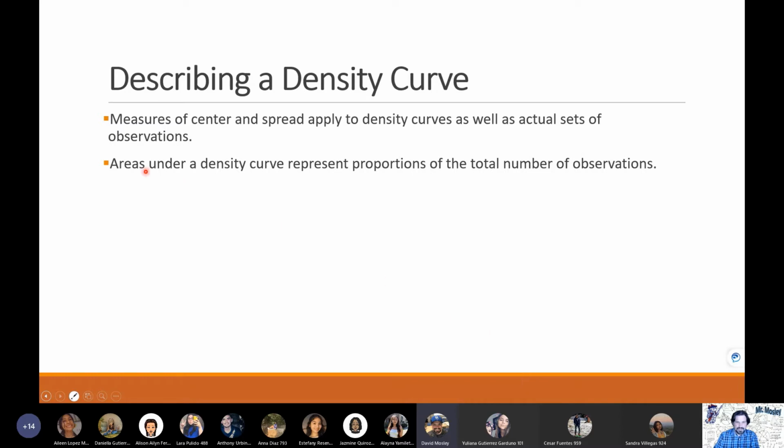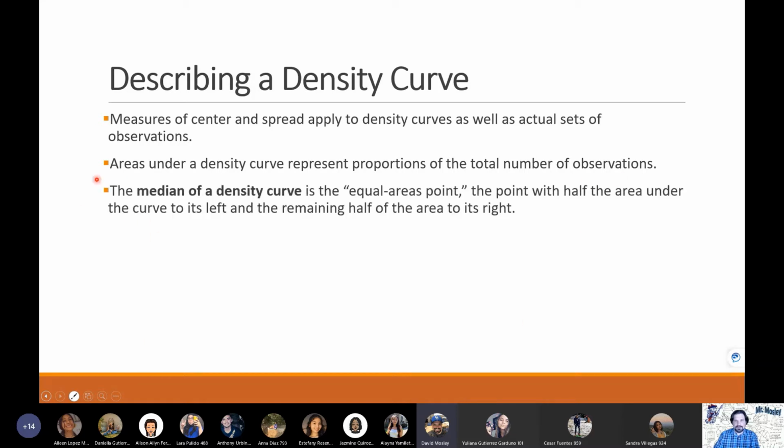So now, rather than counting numbers of observations, we're using area out of 100% to represent the proportion. The median of a density curve is the equal areas point. The point with half the area under the curve to its left and the remaining half of the area to its right. And this makes sense based on how we find the median. A median is that middle point where about half is to the left and half is to the right. Median on a density curve is that point where we have 50% to one side, 50% to the other side of the area.